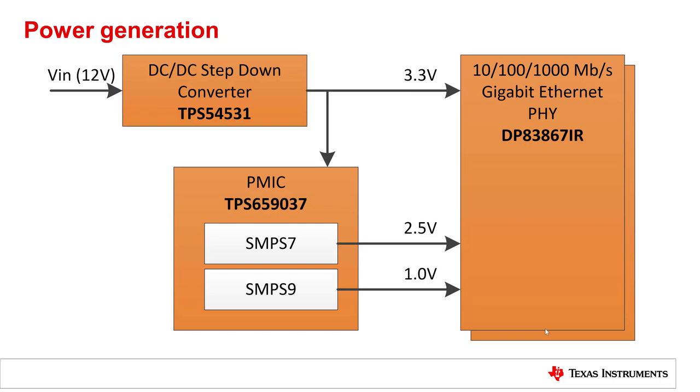Now we are looking at the power generation. From a 12 volt supply, which is fed into a DC-DC converter, we are generating 3.3 volt. The 3.3 volt is provided to the Ethernet PHY. This is the VDD-IO. Next, this 3.3 volt is also injected into the PMIC device, and there are two available switching outputs. One of them provides the 2.5 volt and the other one provides the 1.0 volt for the Ethernet PHY.